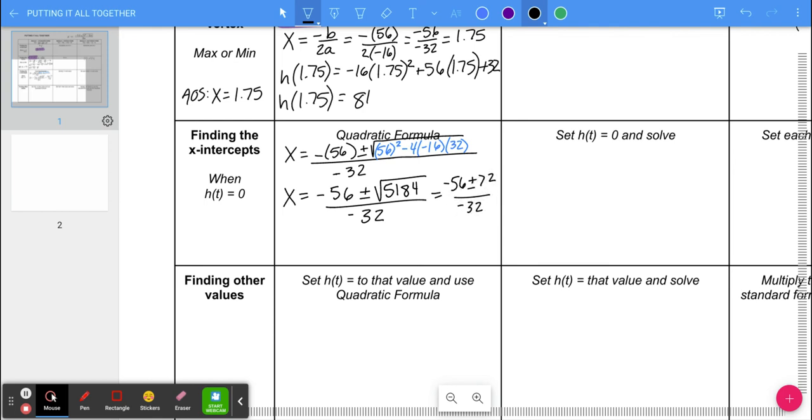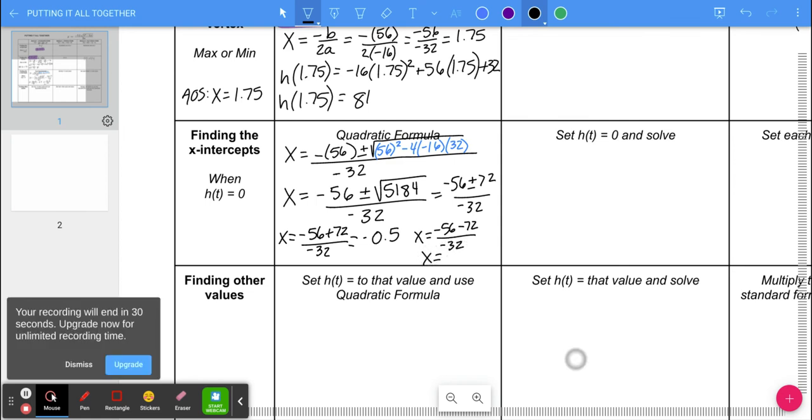So your two answers are negative 56 plus 72, which is 16, divided by negative 32, which is negative 0.5, and x is equal to negative 56 minus 72 over negative 32, which gives us an x value of 4.